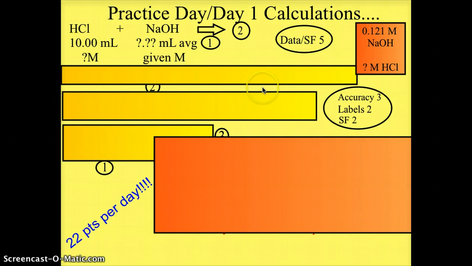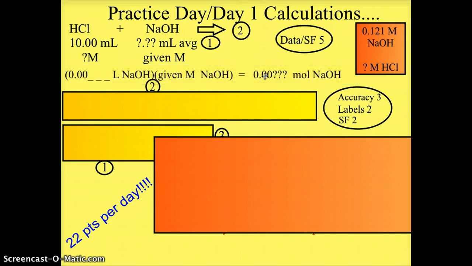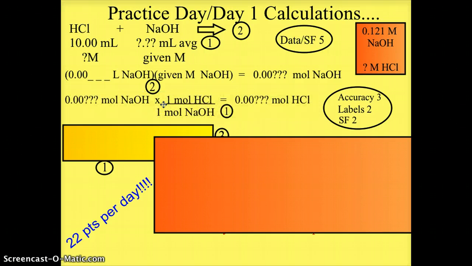So just like in the sample problem in our notes, your first step is to multiply the volume of your sodium hydroxide, again that's what you got for your average, times the given molarity, again the 0.121 molar NaOH. That will give you the moles of NaOH, but we don't want moles of NaOH, we need to get moles of HCl so we can find the molarity. So you must have the mole to mole conversion step. That's worth 1 point of your calculations.